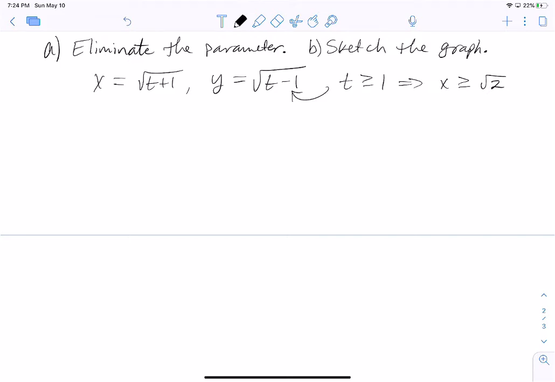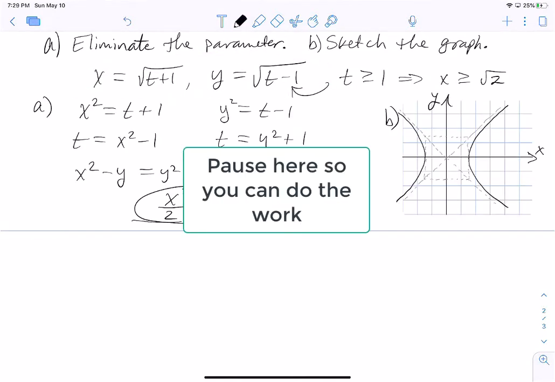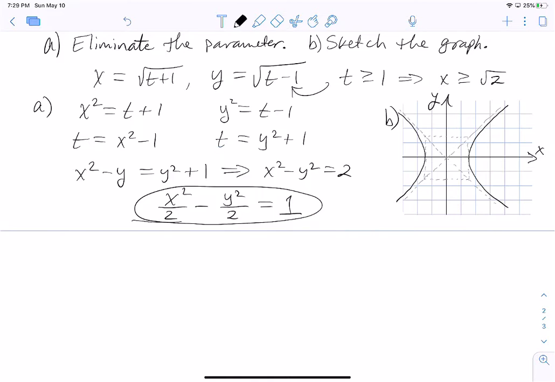Now I'd like for you to pause the video and see what you can do about eliminating the parameter and sketching the graph here. Well, I've done some work, and just to be clear, the graph you're looking at is not correct, but let's see what we had by eliminating the parameter.